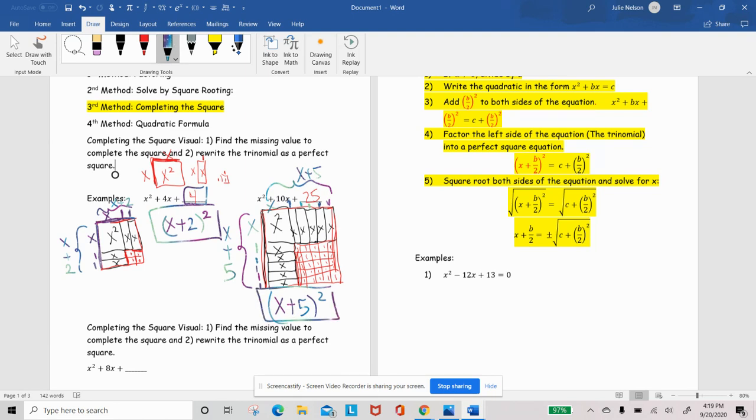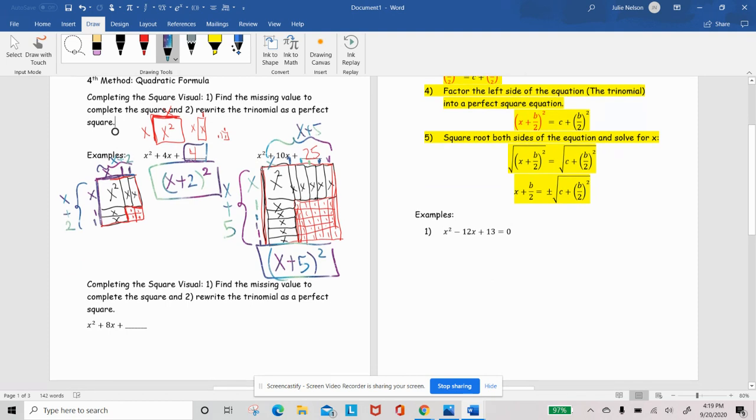I want you to pause, or actually on Ed Puzzle, I will pause for you. I want you to determine what this missing spot is. x squared plus 8x plus, what would this missing number have to be? How many little squares would you need to complete the square? And then how would you write this as a perfect square?